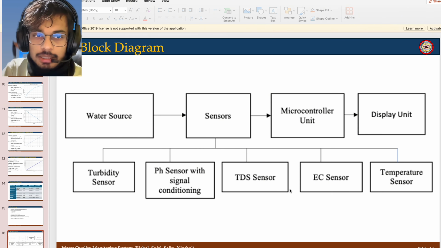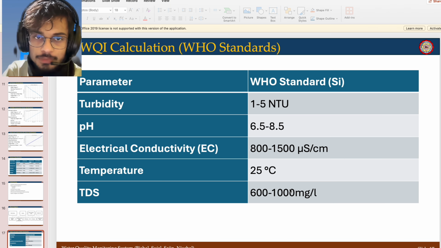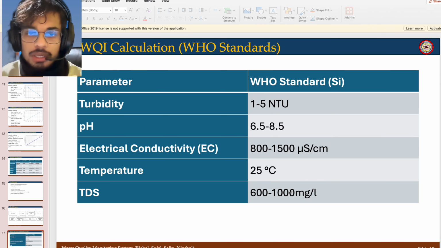Okay, this is the block diagram, water sources. We will use sensors like a turbidity sensor, a pH sensor with signal conditioning, a TDS sensor, an EC sensor, and a temperature sensor, and then it is sent to the microcontroller unit and then the display unit. And this is the new thing we have done so far.